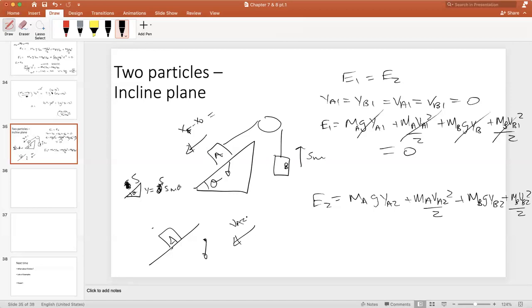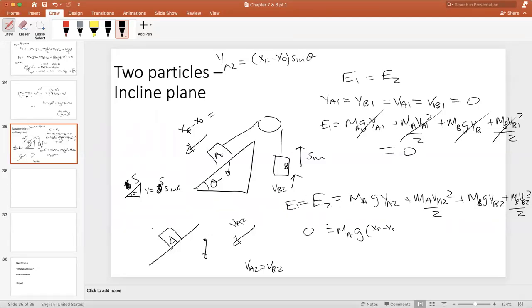It's not coming off this surface, so it's down the incline. And VB2 is up in the air, right? Furthermore, as we said, YA2 is equal to x final minus x initial times sine theta. Okay, and so in this case, it's 5 sine A. But VA2 and VB2 are still equal, so we can still say that. What we're going to get here is MAG x final minus x initial.